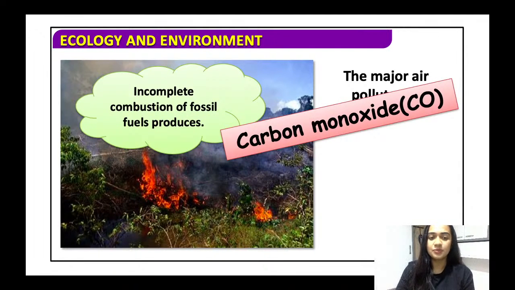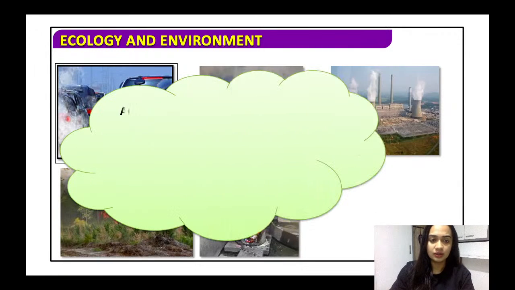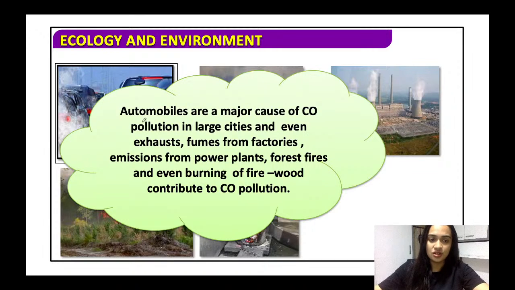So now coming to carbon monoxide. तो जैसे कि मैंने कहा था कि अगर incomplete combustion यानी कि किसी fossils को सही से burn नहीं किया हो तो वो क्या produce करता है, carbon monoxide. And we humans and any living organisms are not very friendly to carbon monoxide and we are very much susceptible to carbon monoxide poisoning. ठीक है। Now, another very major cause is your automobiles. Okay, so automobiles are the major cause of your carbon monoxide pollution in large cities, all the metropolitan cities, and even the exhaust fumes from factories, emissions from power plants, forest fires, even burning of fire or wood will contribute to the carbon monoxide pollution.